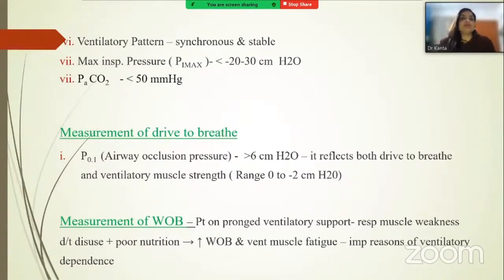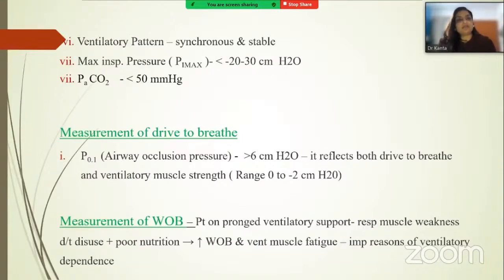Then we move on to the measurement of drive to breathe. The higher the drive to breathe the patient has, the longer the weaning. That means the patient is having air hunger. So the higher the drive, the lower the chances of the patient getting weaned early. You have to check the airway occlusion pressure. A value greater than 6 centimeters of water reflects both higher drive to breathe and ventilatory muscle strength. The normal range being 0 to minus 2 centimeters of water.